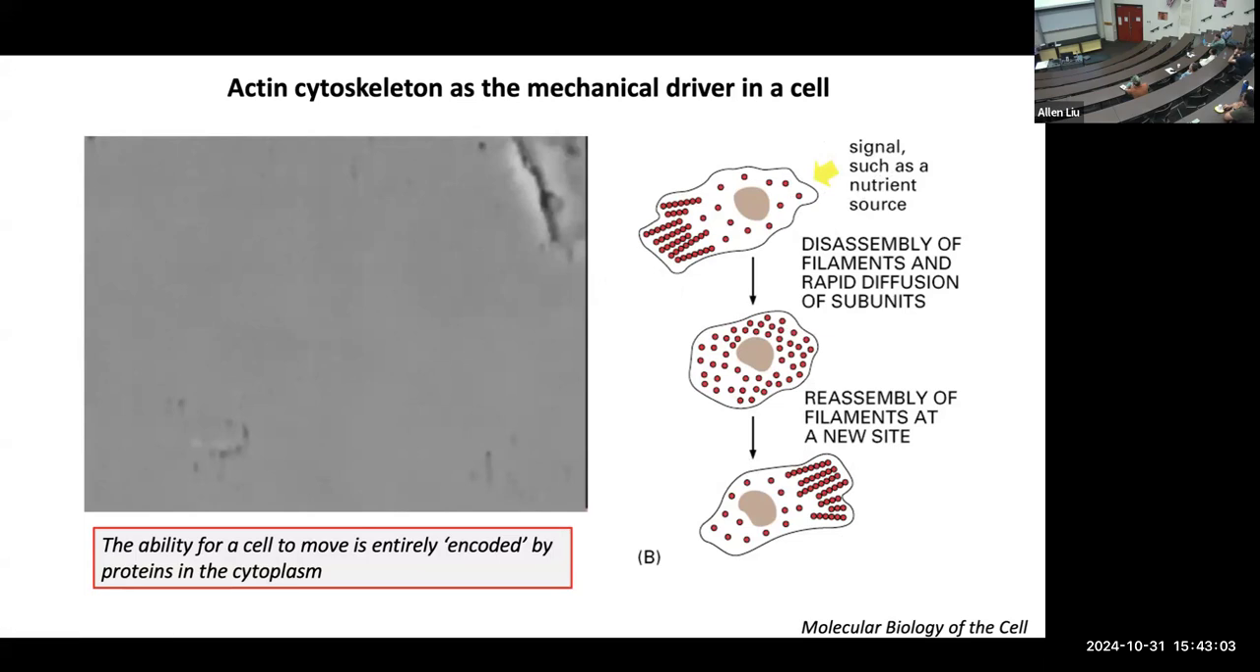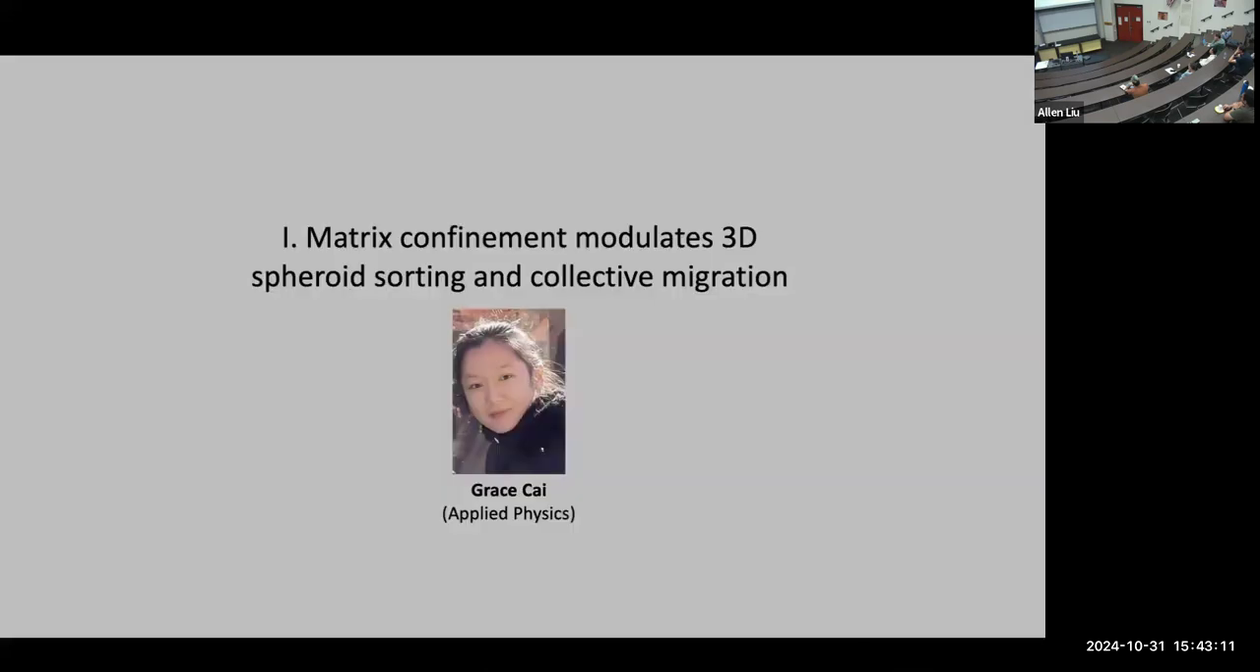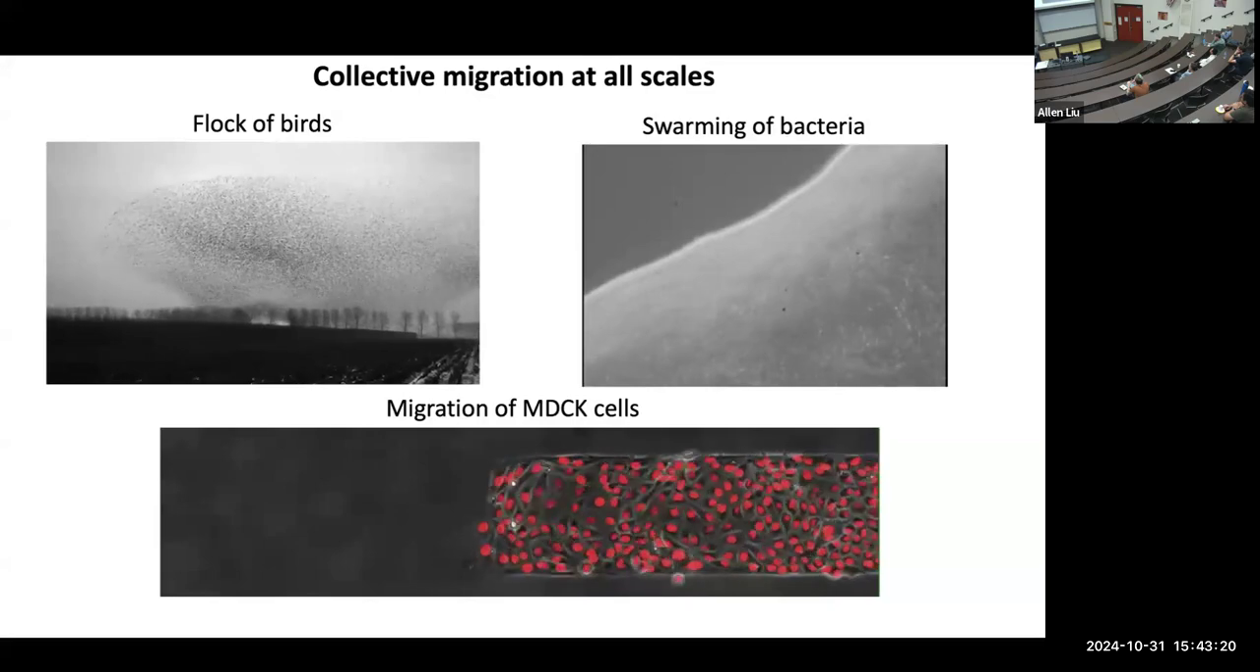And this is how the cell does it at a very regular basis, it senses and responds all the time, okay? So I find this process fascinating. All right, so I'm going to get into the first story, which is on matrix confinement and how this regulates migration in a 3D environment. The context of this is collective migration.